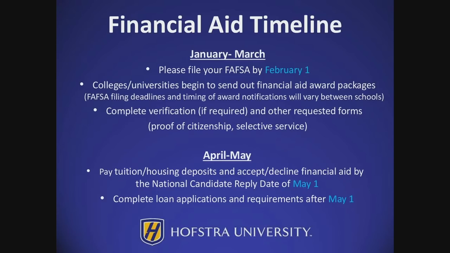April through May, you would pay your tuition or housing deposits and accept or decline financial aid by the national candidate reply date of May 1st. You can start to complete your loan applications and requirements after May 1st.